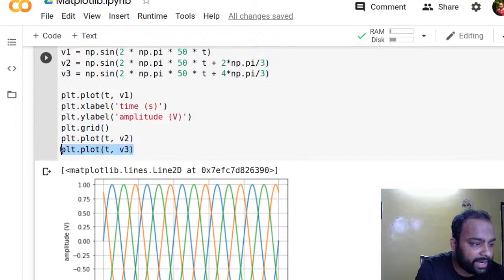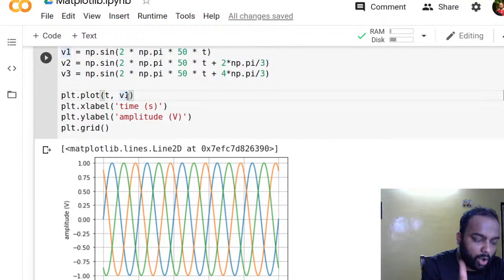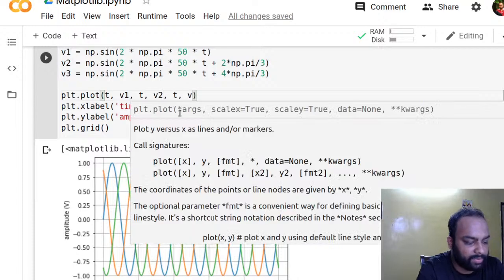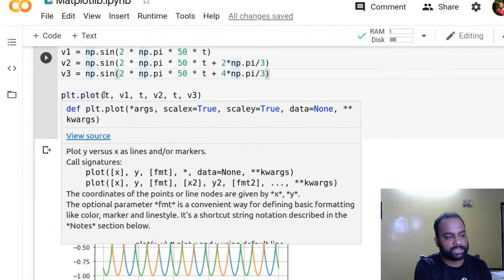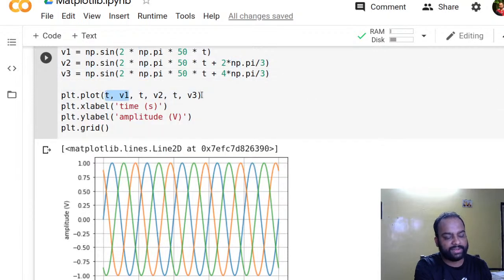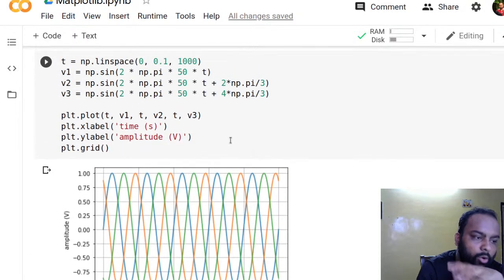Instead of plotting them separately, I can plot all of them at the same time. So this was T versus V1, then I can write T versus V2, then T versus V3. Under these scenarios, if the independent axis is the same, which is time for all of these plots, then we can combine them like this. And as such, we shall get the same plot. Now the code is pretty compact here.